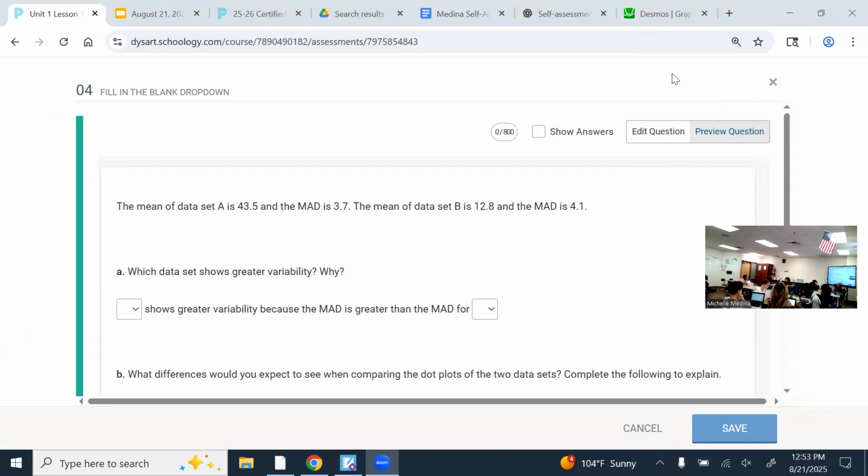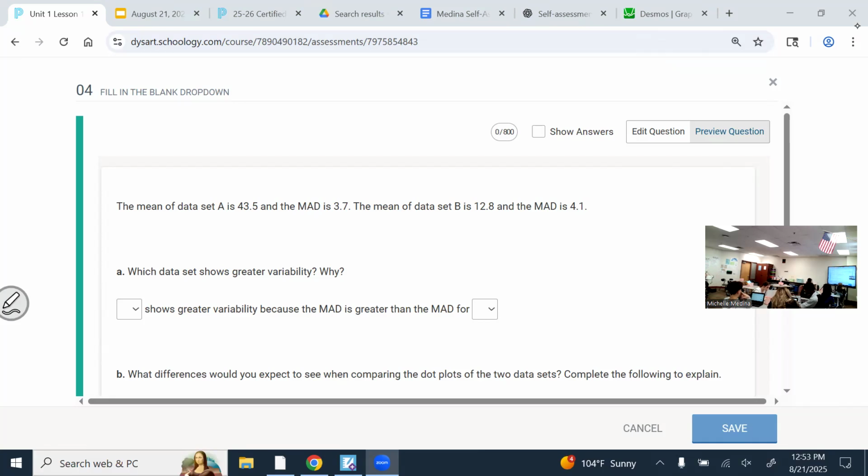Right now we are doing lesson 12, number 4. So let me think about your number 4 on lesson 12. So again, you should only be speaking if you're answering my question. So the mean of data set A is 43.5, the MAD is 3.7, the mean of data set B is 12.8, the MAD is 4.1. Which one shows greater variability?